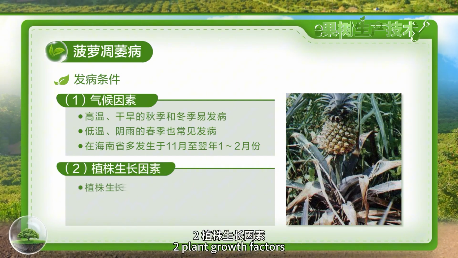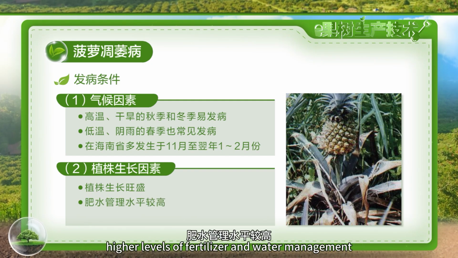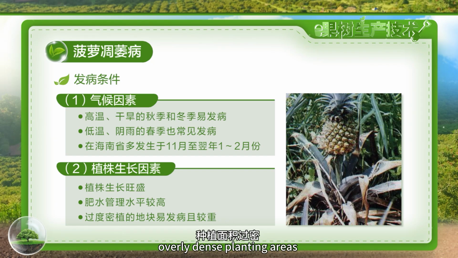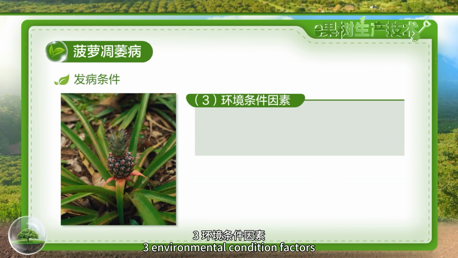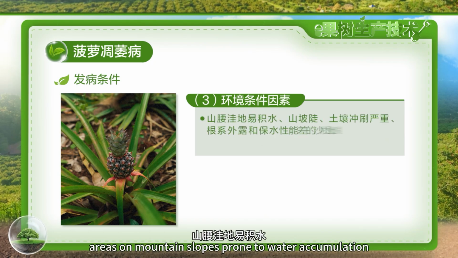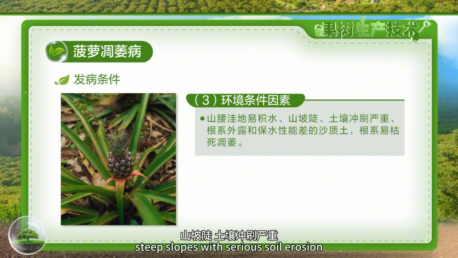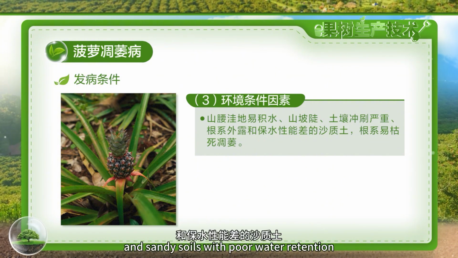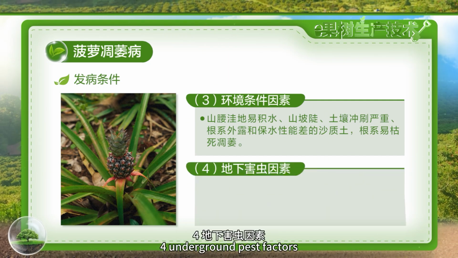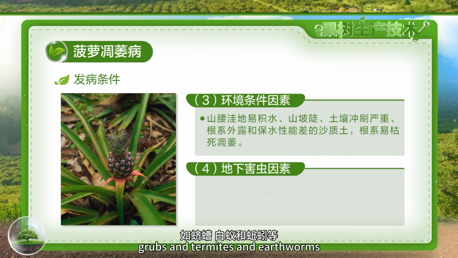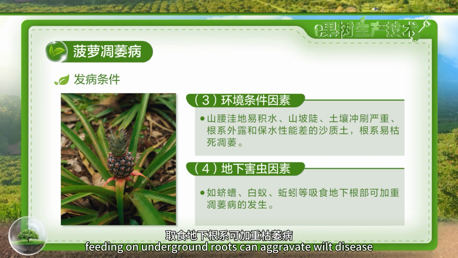2. Plant growth factors. Generally, vigorous plant growth, higher levels of fertilizer and water management. Overly dense planting areas are prone to more severe disease. 3. Environmental condition factors. In the valley areas on mountain slopes prone to water accumulation, steep slopes with serious soil erosion, and exposed roots and sandy soils with poor water retention, roots will easily wilt. 4. Underground pest factors. Grubs and termites and earthworms feeding on underground roots can aggravate wilt disease.